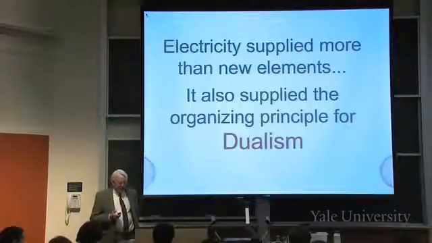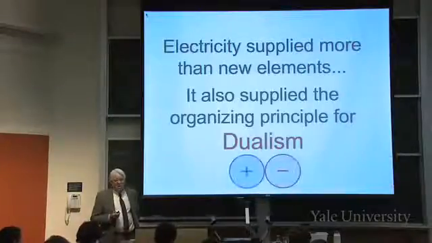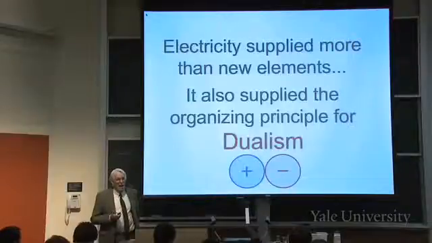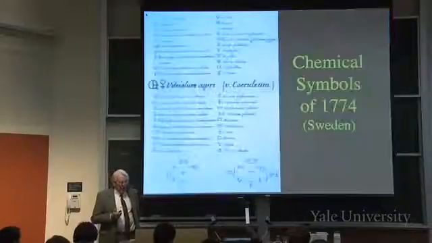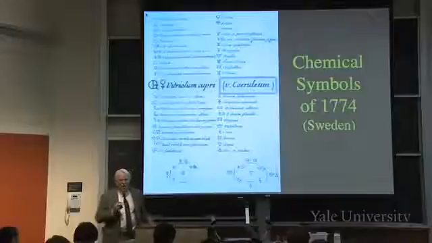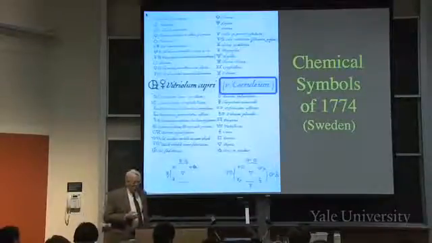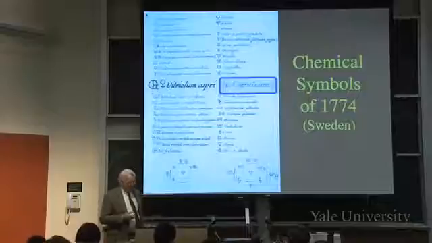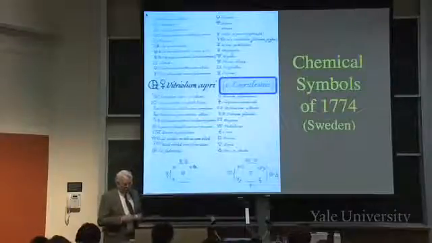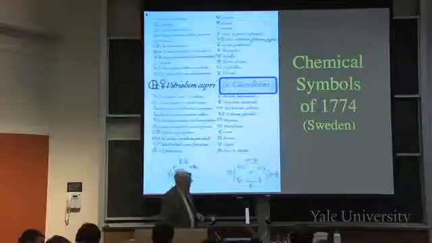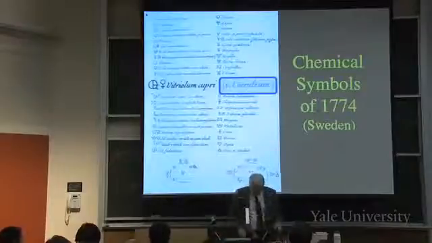And dualism was the idea that there were things that were positive and things that were negative, and they would be attracted to one another. And not only would they be attracted to one another, but they could trade partners. Okay? So remember we saw last time that the alchemists already had vitriolum cupri, or copper sulfate. So here we saw last time was copper sulfate.